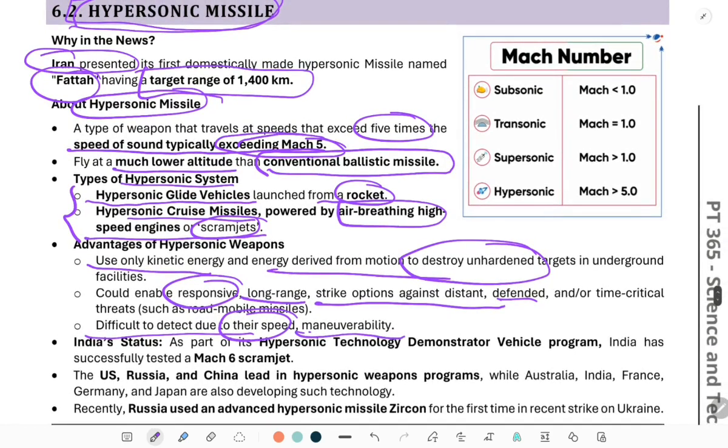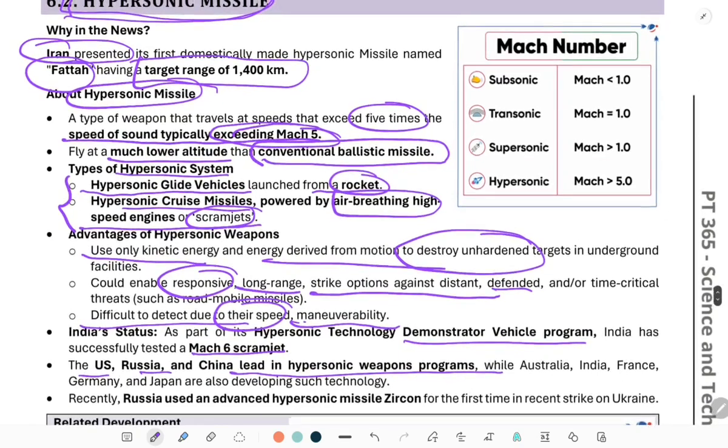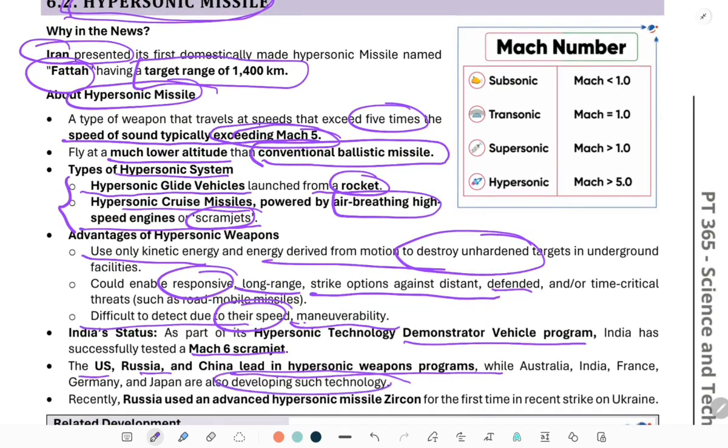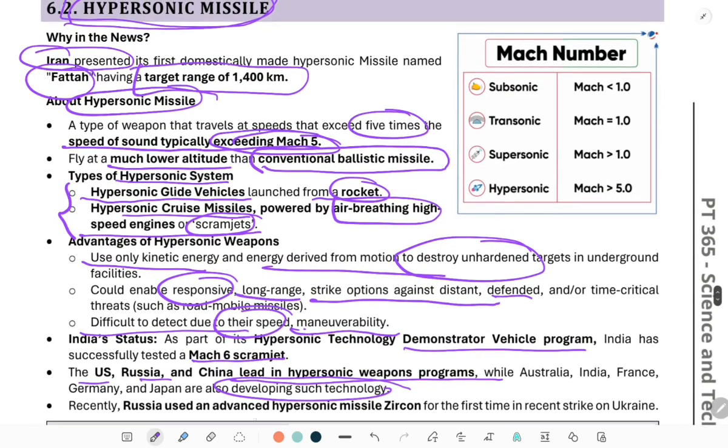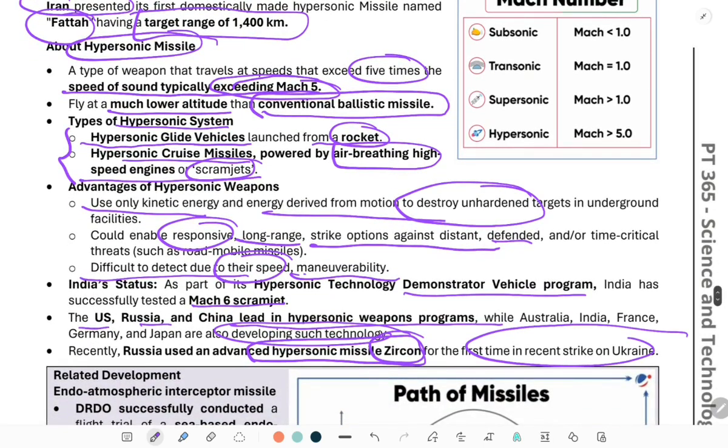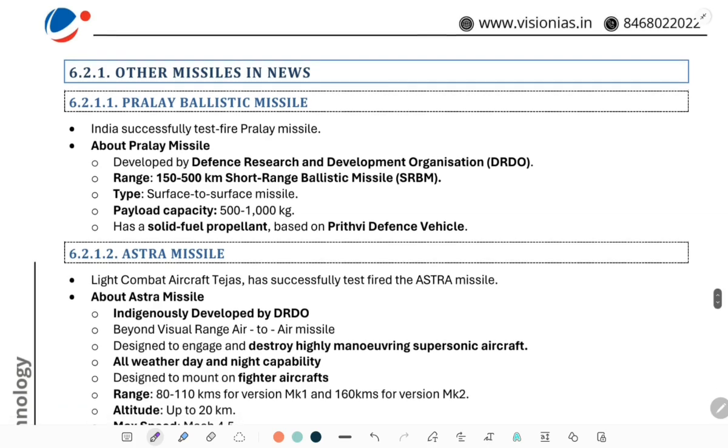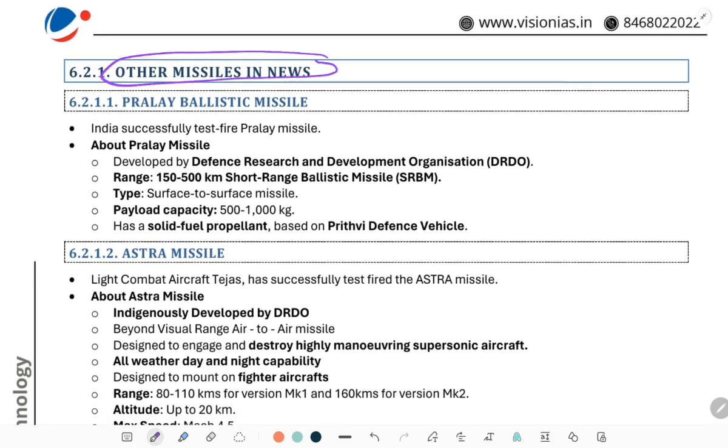Then India's status: as per its Hypersonic Technology Demonstrator Vehicle program, India has successfully tested a Mach 6 scramjet. The US, Russia, and China lead in hypersonic weapons programs, while Australia, India, France, Germany, and Japan are also developing such technology. Recently, Russia used an advanced hypersonic missile, Zircon, for the first time in a recent strike on Ukraine.